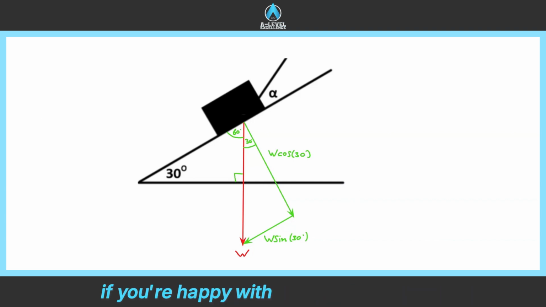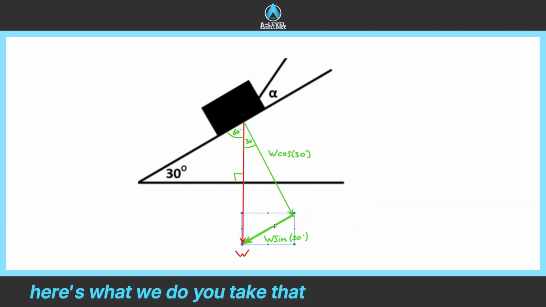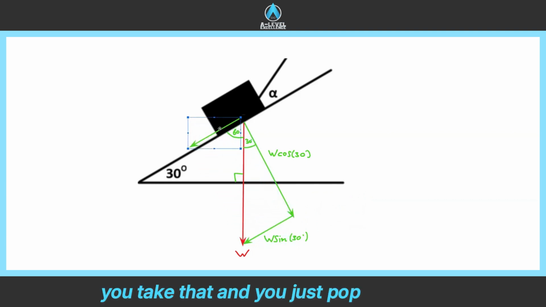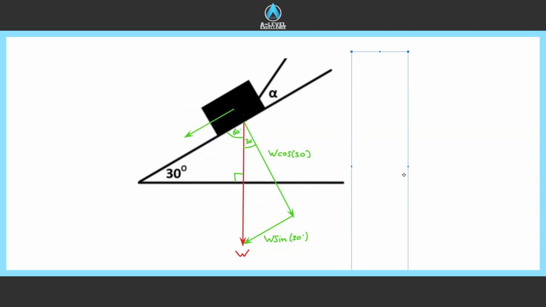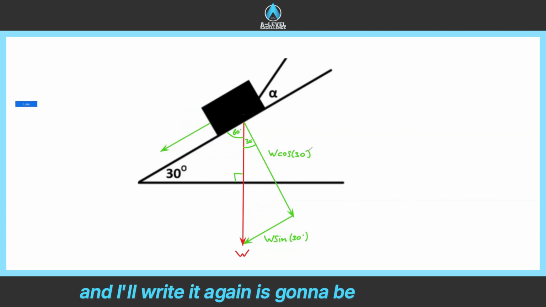If you're happy with that, a way to imagine, in fact, you don't need to imagine because this is the beauty of online learning. I can just copy and paste it. So there, that is now the same triangle. You see that? Here's what we do. You take that and you just pop it up here. The size doesn't really matter. So I can just move that along. So that's why this one, and I'll write it again, is going to be W sine 30.